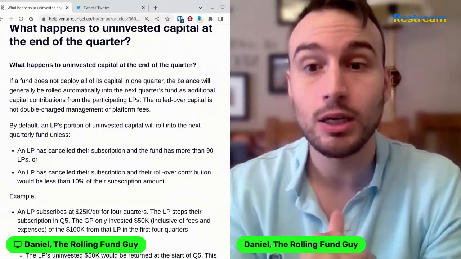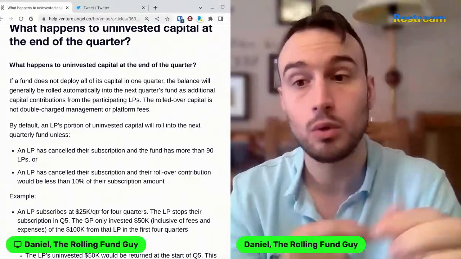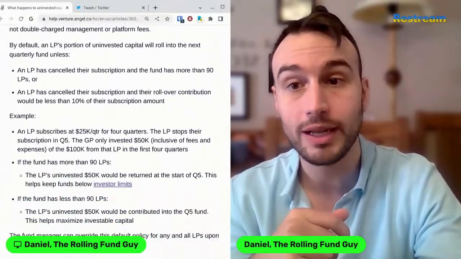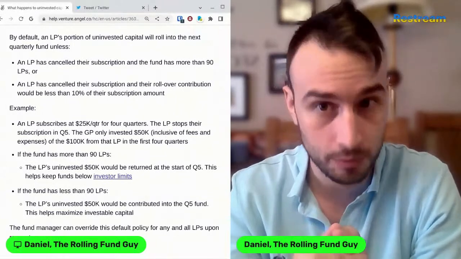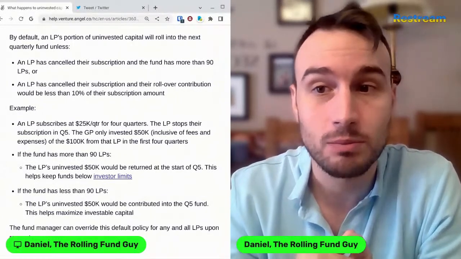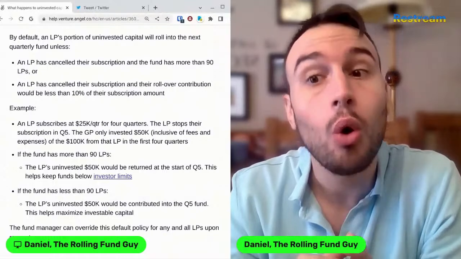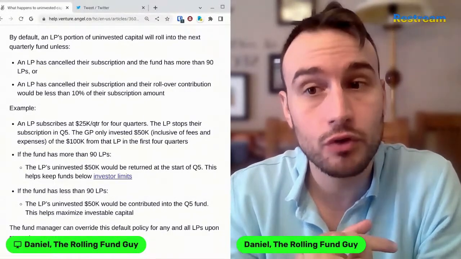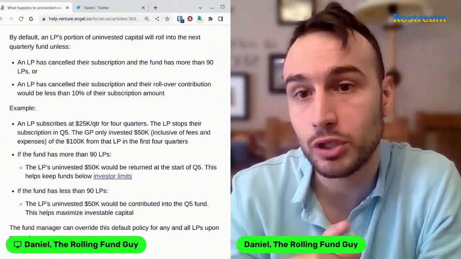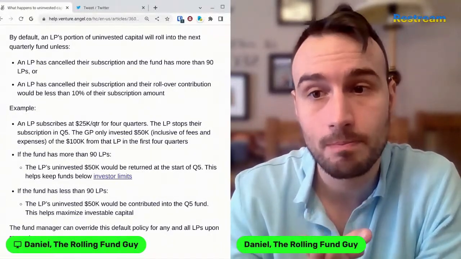By default, an LP's portion of uninvested capital will roll into the next quarterly fund unless an LP has canceled their subscription and the fund has more than 90 LPs, or an LP has canceled their subscription and their rollover contribution would be less than 10% of the subscription amount.